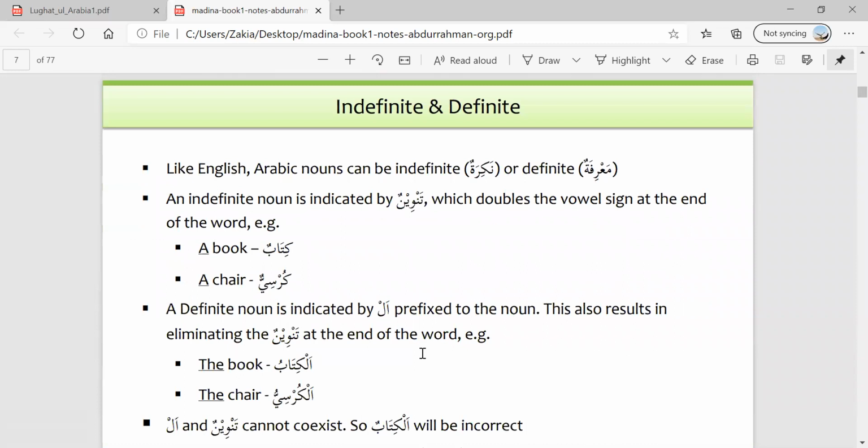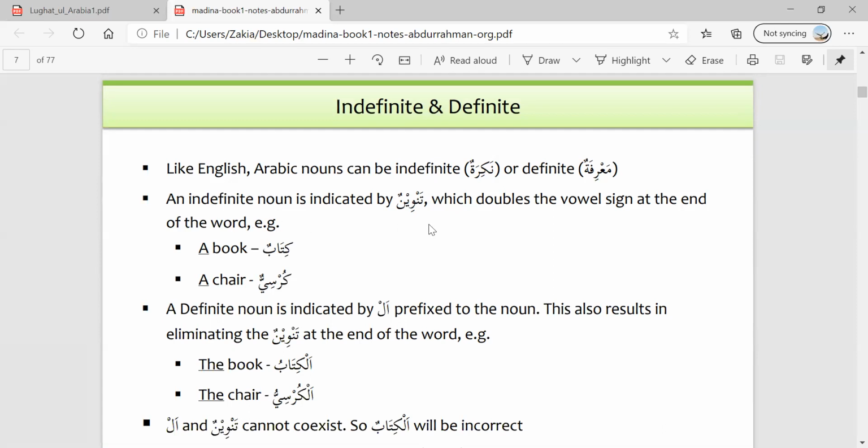We come now to indefinite and definite articles. And like in English, we also have the same. In Arabic, we have two similar articles, which are definite and indefinite. The indefinite is called nakira, and the definite is called ma'rifa. Okay, ma'rifa is basically a known definite article, and nakira is an unknown, indefinite article.